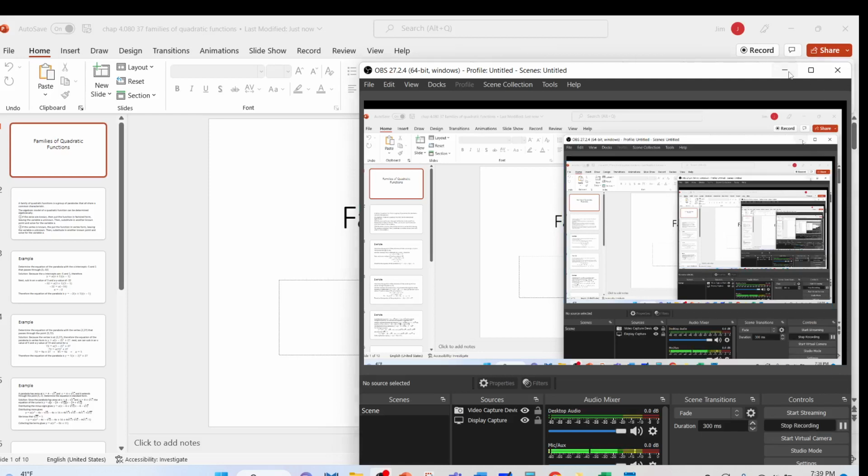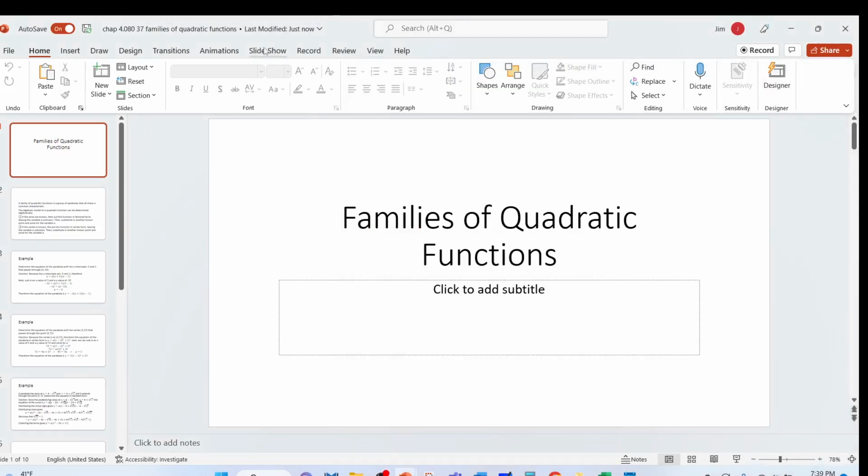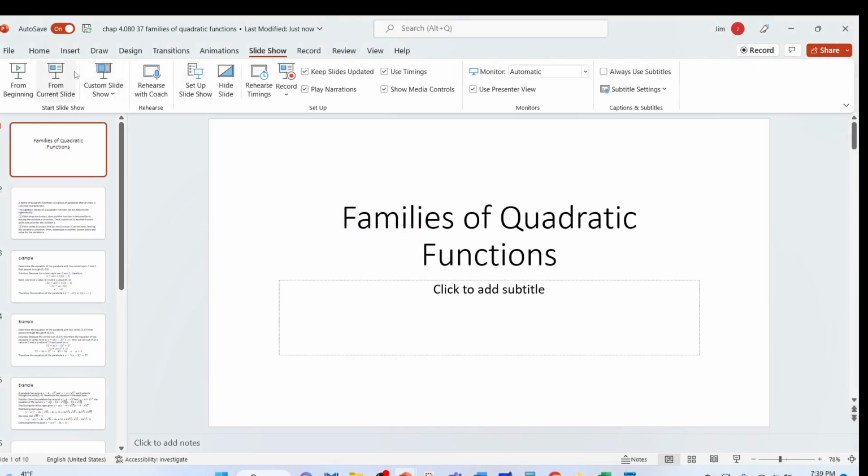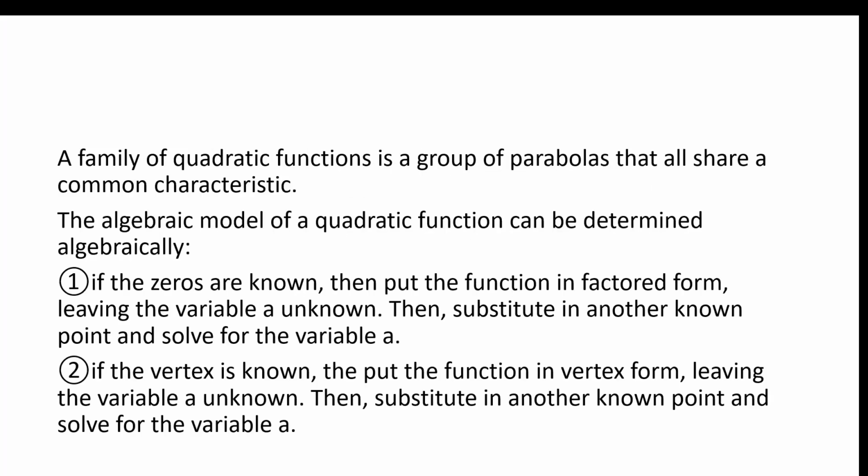In this video, we're going to talk about families of quadratic functions. A family of quadratic functions is a group of parabolas that all share a common characteristic. The algebraic model of a quadratic function can be determined algebraically. 1. If the zeros are known, then by putting the function in factored form, leaving the variable a unknown, we substitute in another known point and solve for the variable a.